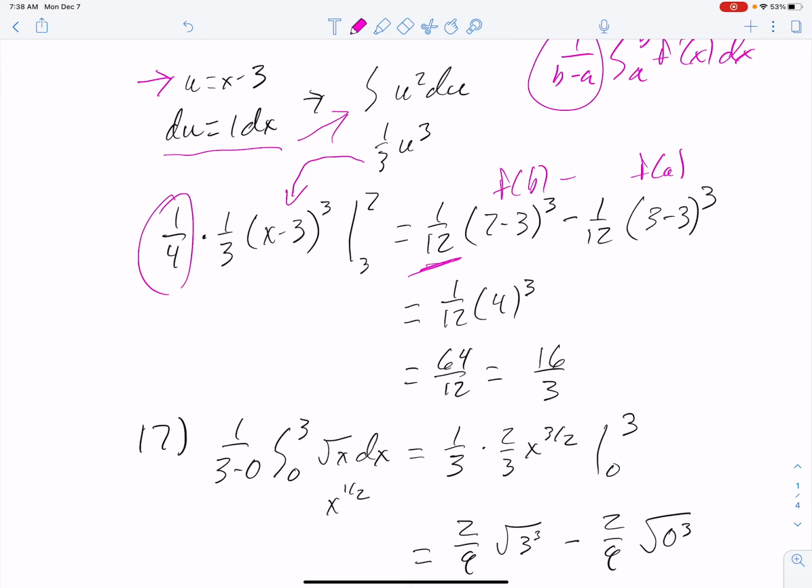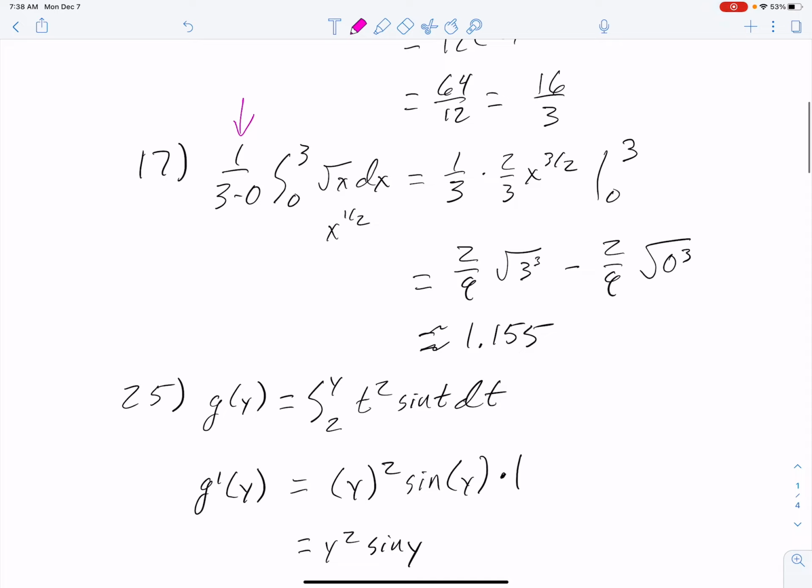All right, 17, again, average value from 0 to 3 of square root of x. So I've got 1 over b minus a. I've got my integral from a to b of the function. So I find my antiderivative for x to the 1/2. So add 1 to the exponent, multiply by the reciprocal. Again, all I'm going to do is take this 1 over b minus a and multiply. So I get 2/9. And then it's just a matter of f of b minus f of a. And again, feel free to use your calculator.